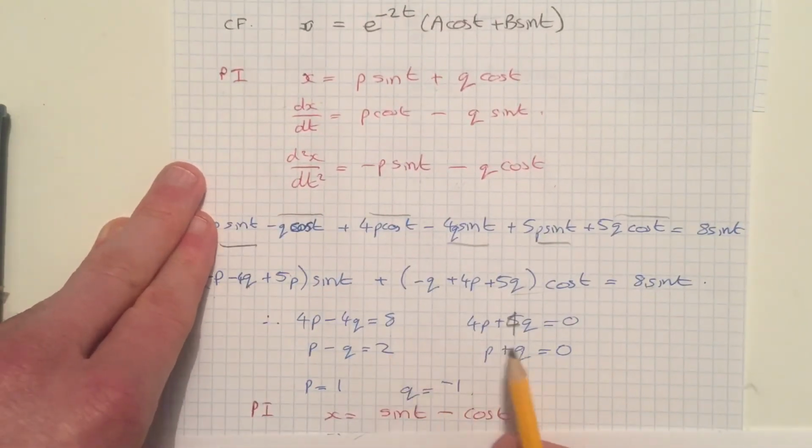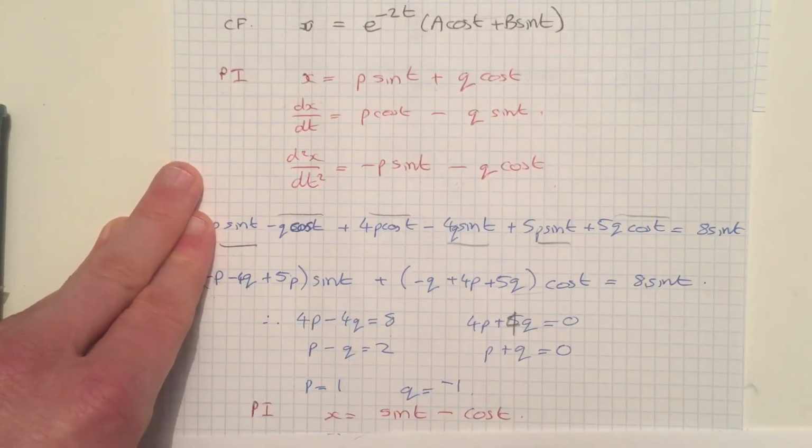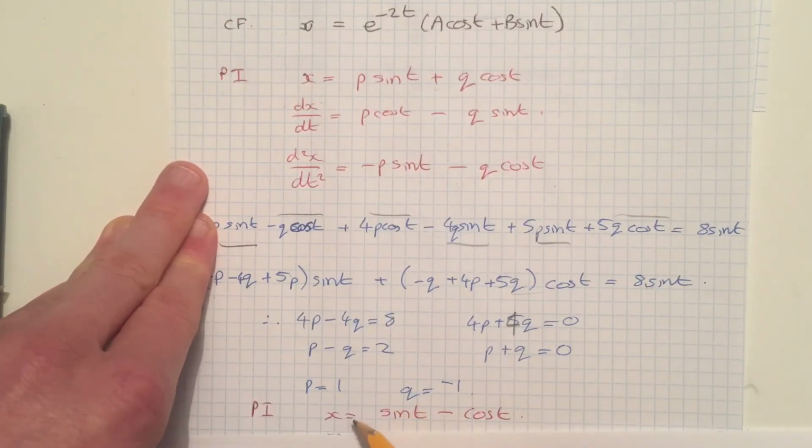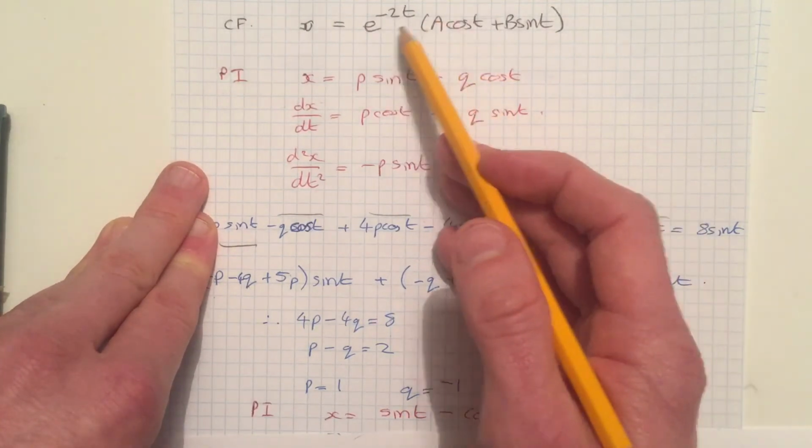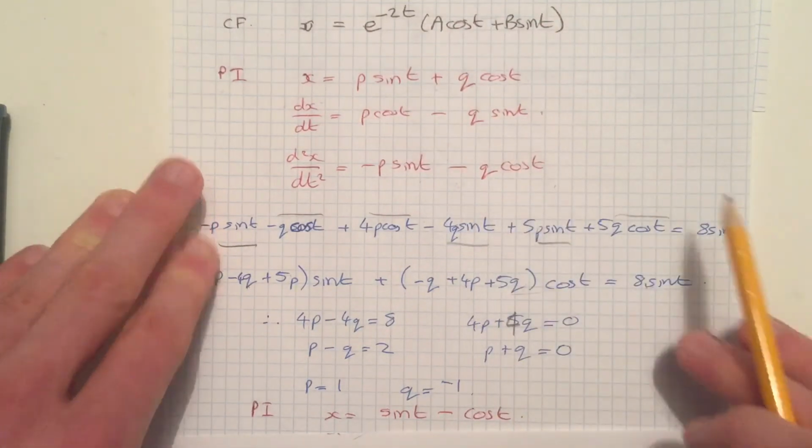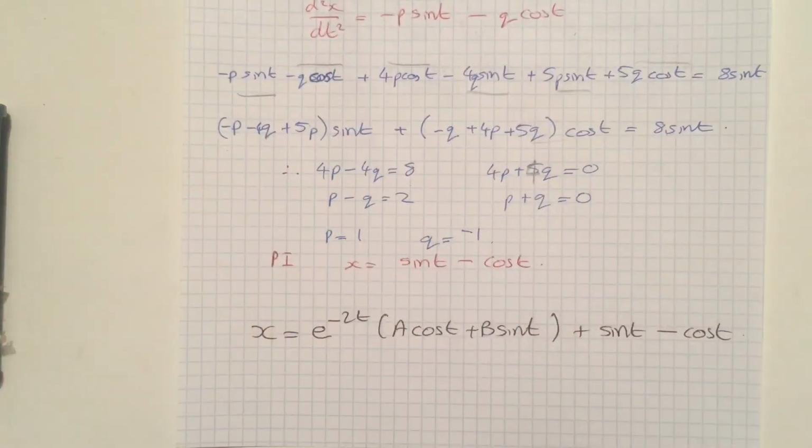Solving these two simultaneously gives p is 1 and q is -1. So I know my particular integral looks like this. So this was my complementary function. This is my particular integral, so I can now add those two things together to get my general solution.